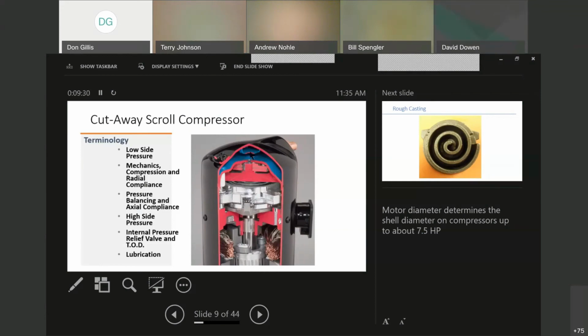This little device here is a deflector. You know how hot the top of a scroll gets. This actually is to prevent some of that heat from deflecting in different directions.